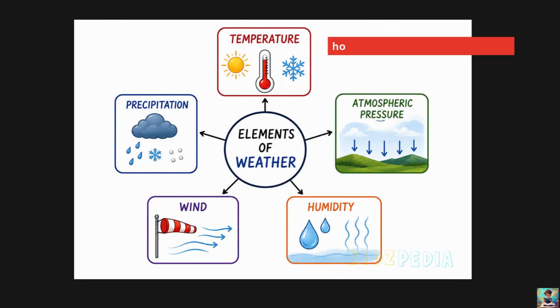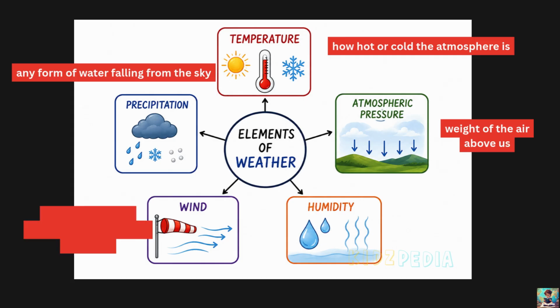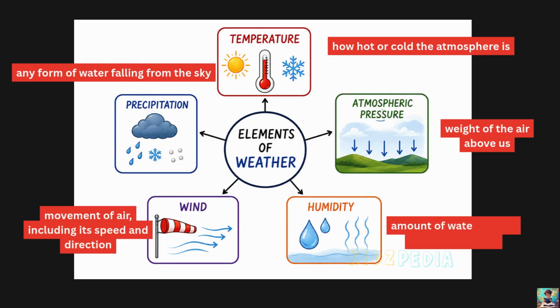Temperature tells us how hot or cold the atmosphere is. Precipitation means any form of water falling from the sky such as rain, snow, sleet or hail. Atmospheric pressure is the weight of the air above us. Wind is the movement of air including its speed and direction. Humidity is the amount of water vapor present in the air. These 5 elements together describe the weather at any place.